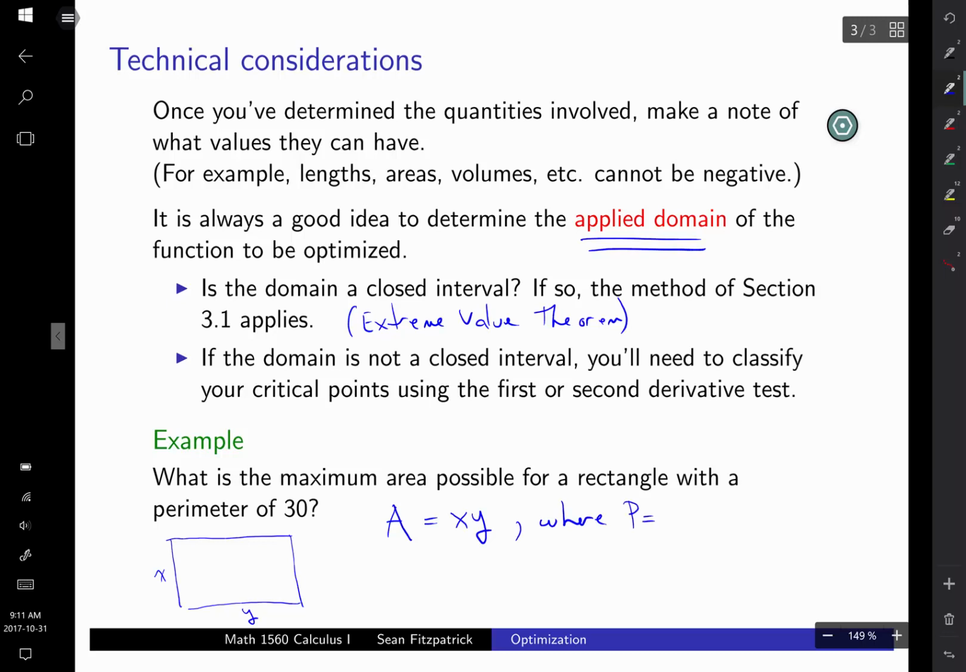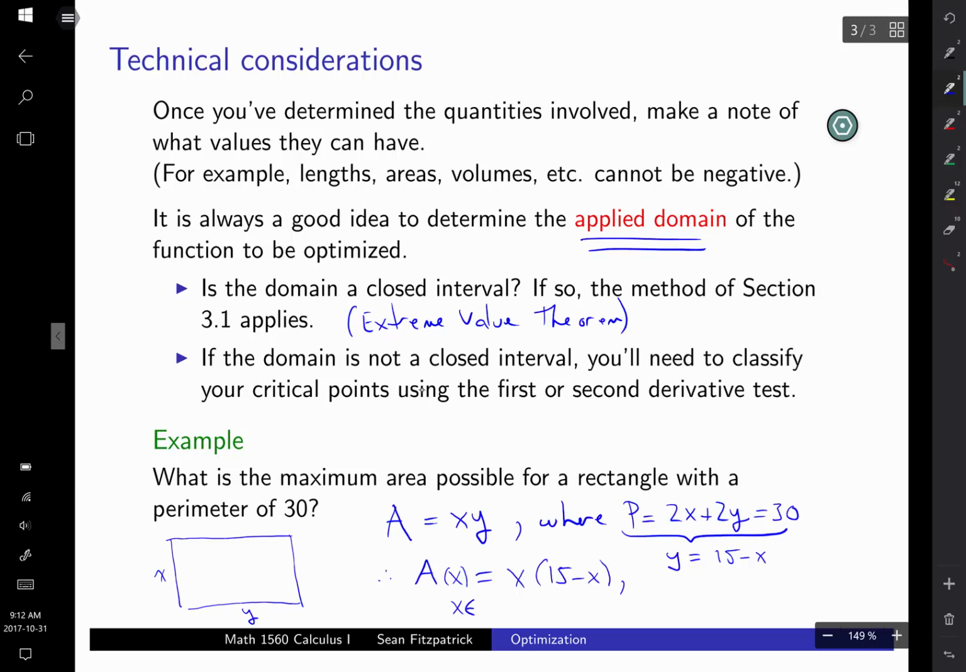So what's the perimeter? That's the total length around the outside. That's going to be 2x plus 2y, right? Because two of the sides have length x, two of the sides have length y, and that perimeter needs to be 30. And so from here, I can solve that for, let's say, y, divide everything by 2, subtract x, y equals 15 minus x, right? And so then I can say, well, the area as a function of x is x times 15 minus x.